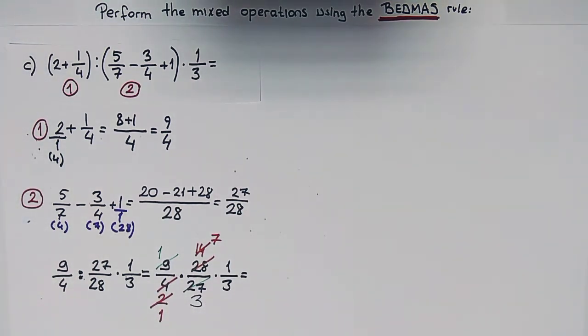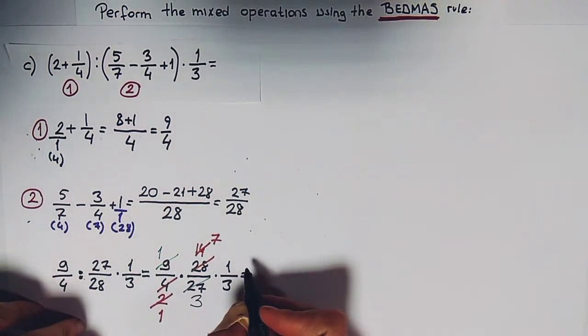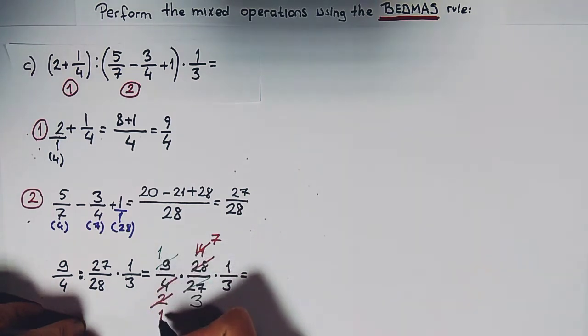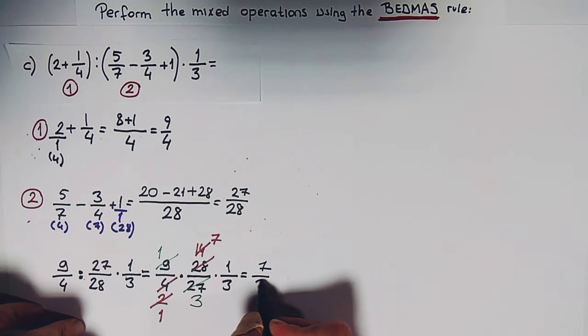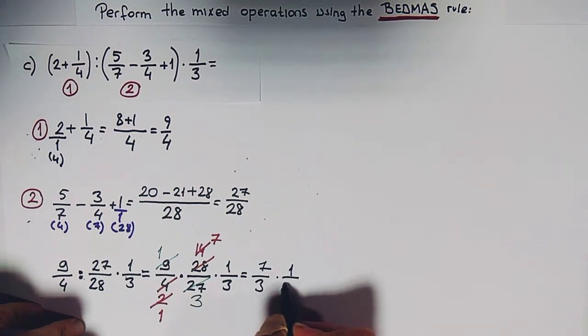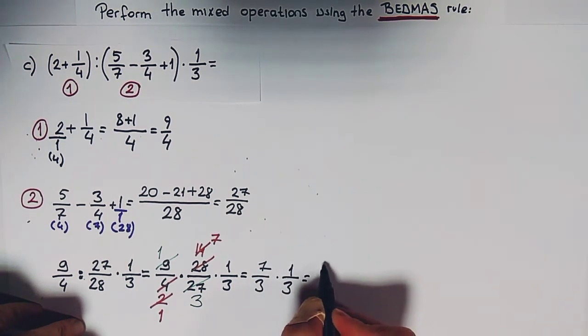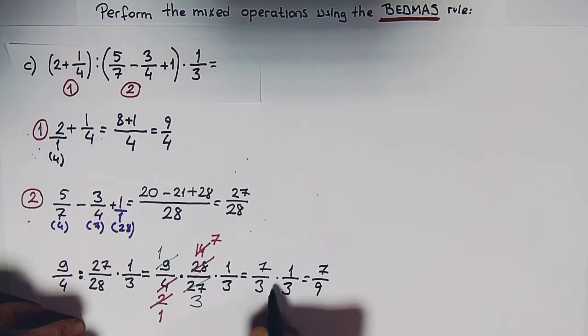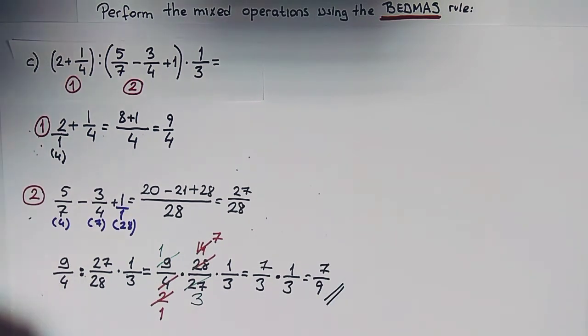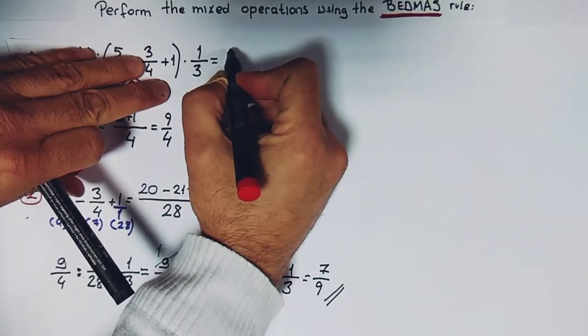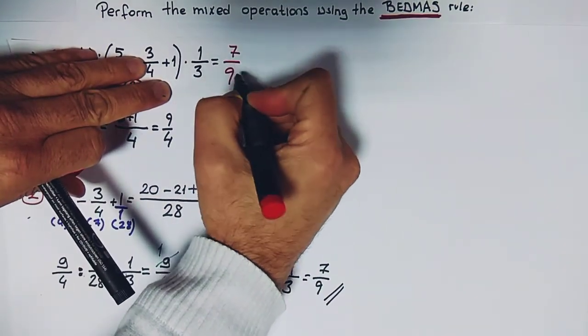So, if I write them again, after simplification, here I have 1, so I don't need to write anything. Here I have 7 over 3, and then 1 over 3. Their product is 7 over 9. In multiplication, we multiply numerator and denominator. Okay, so the answer is 7 over 9. Here it is. 7 over 9.